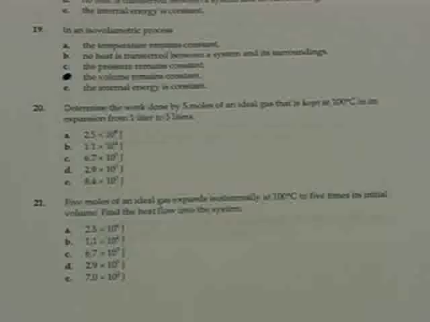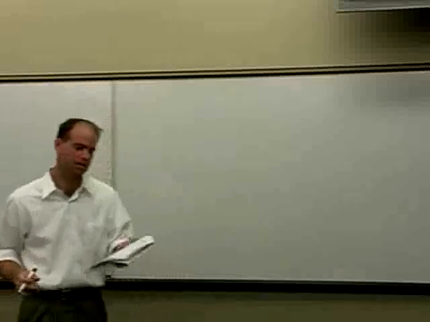Chapter 20, problem number 20. Determine the work done by 5 moles of an ideal gas that is kept at 1,000 degrees C in an expansion from 1 liter to 5 liters. Okay, well let's take a look at this.